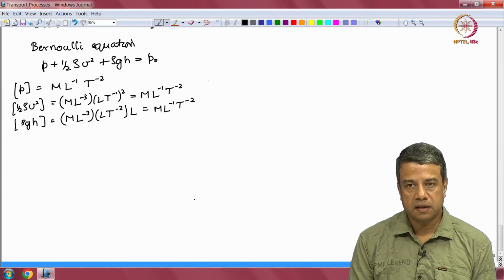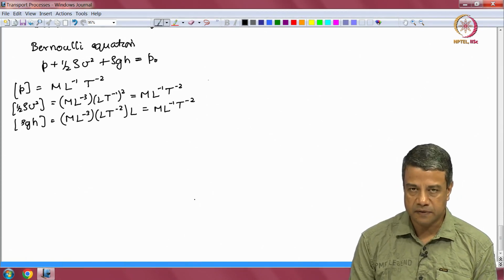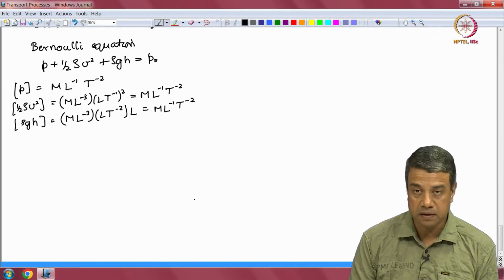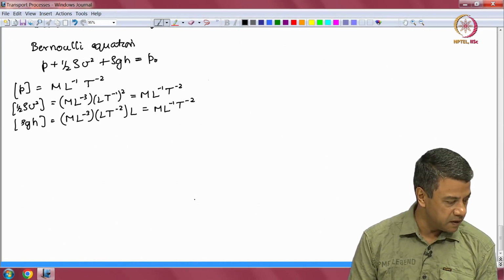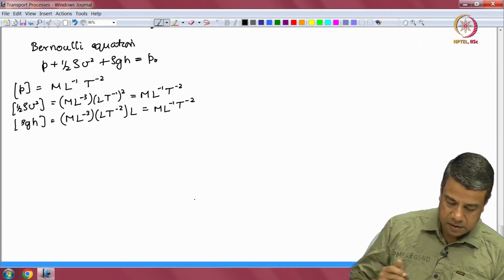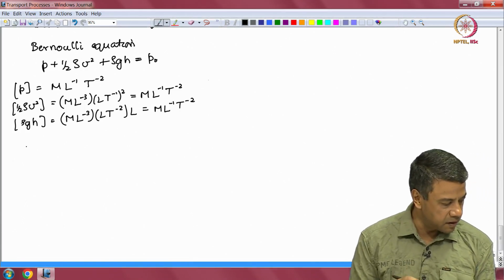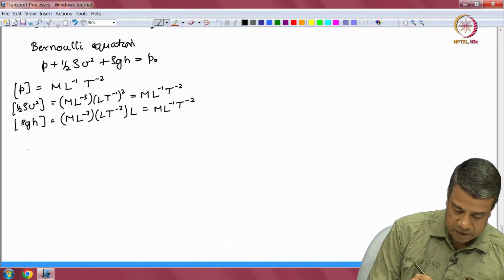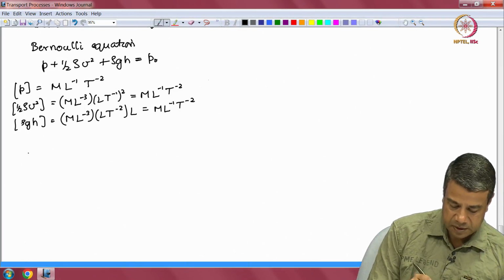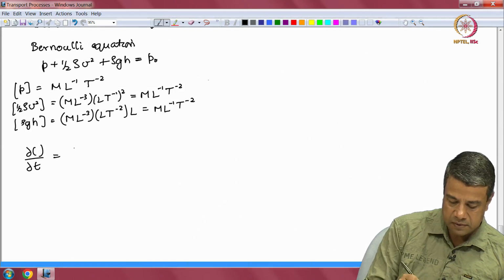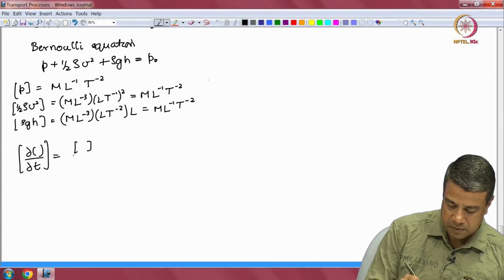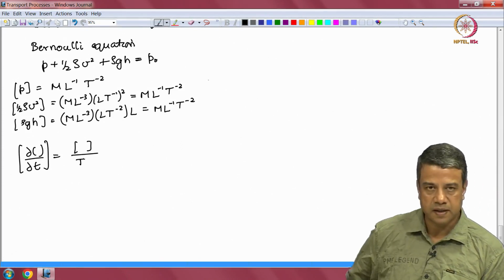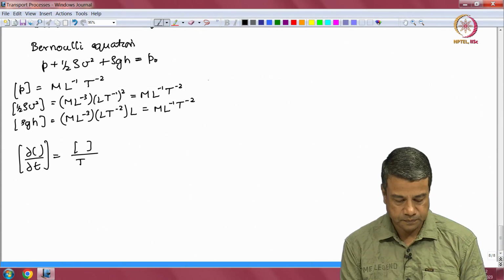Now, I should note that very often we deal with differential equations or integral equations. The dimension of a derivative: for example, if I write a derivative of velocity with respect to time, the dimension of this is equal to the dimension of the quantity divided by the dimension of time.